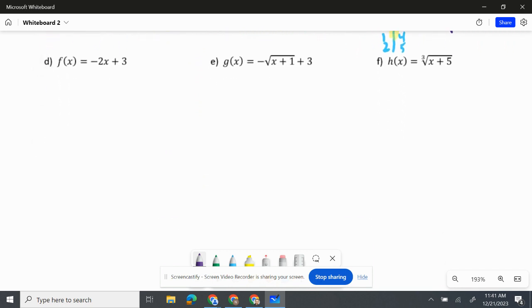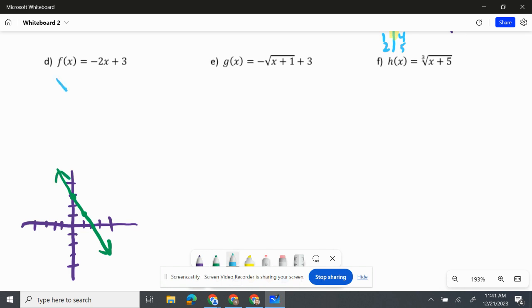So for our next one, we're going to do the same thing. We have a linear equation, and we're going to graph it. I'm going to start off with my y-intercept, which is 3, and then my slope is negative 2. So I'm going to start at 3, and go down 2 over 1, and draw my line.